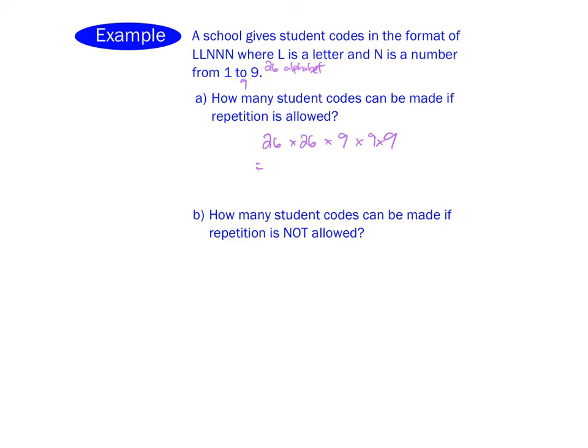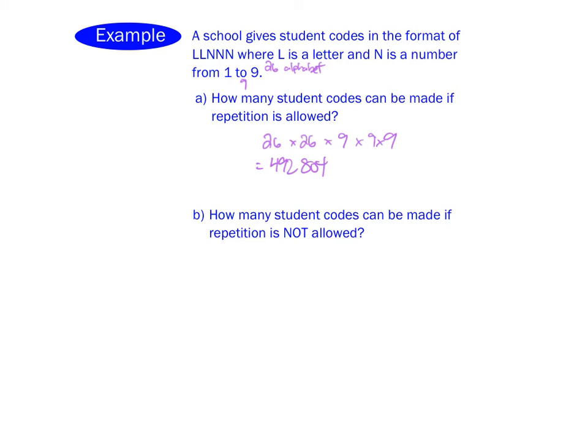So if we go ahead and try and figure out what that would be, what we're going to get is 492,804. If repetition's allowed, that's how many student codes could be generated. What if repetition is not allowed?